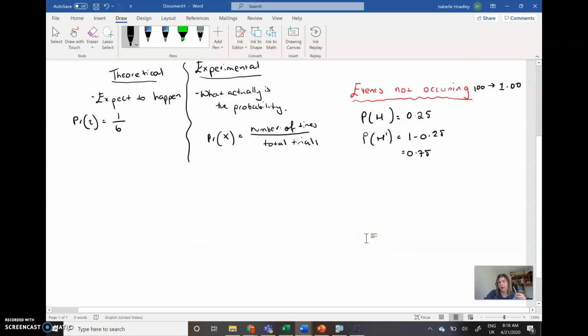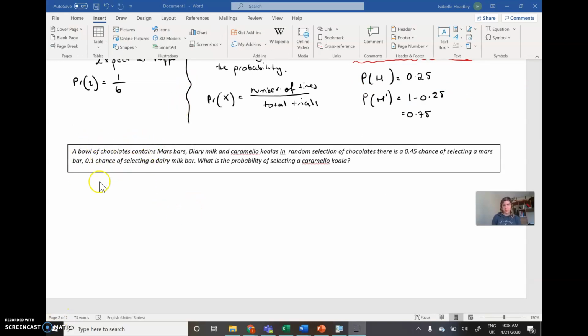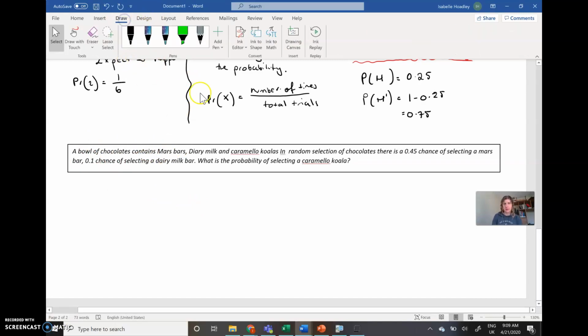Okay, so I'm going to give you this scenario here. A bowl of chocolates contains Mars bars, dairy milk, and caramello koalas. So we're randomly selecting the chocolates. There is a 0.45 chance of getting a Mars bar. So I'm going to write here, probability Mars bar equals 0.45.